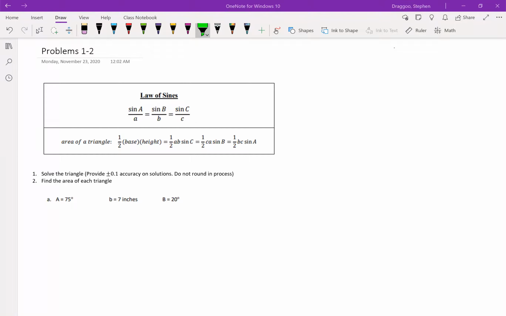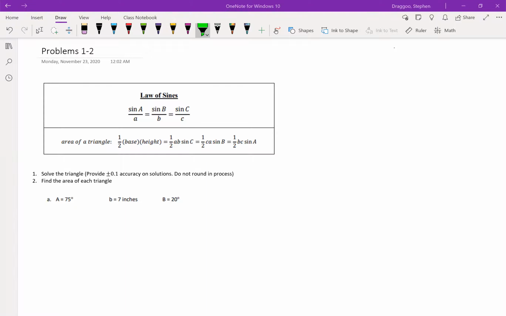So the law of sines, as it's stated, is another ratio. And it says that the sine of angle A divided by side A is equal to the sine of angle B divided by side B, which is also equal to the sine of angle C divided by side C. So we're going to use some of those ratios in order to solve a given triangle.